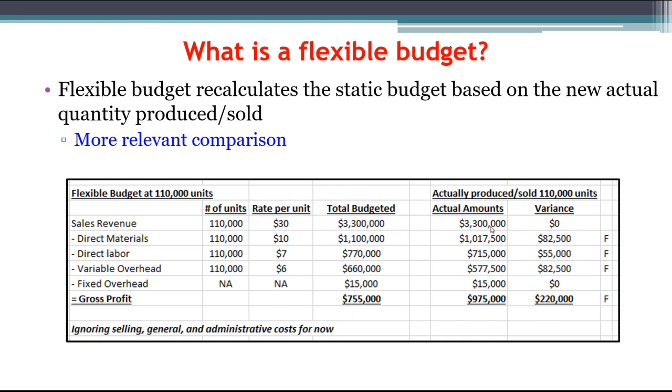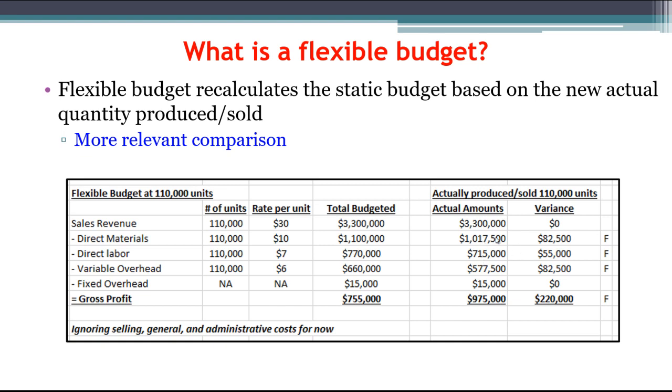When we do that, we realize that, hey, your actual revenues came right in line with what we expected because we sold more units. So there's really no variance. And here's an interesting thing. For those costs, we initially said, hey, your costs were out of line. You spent way too much on materials and labor.